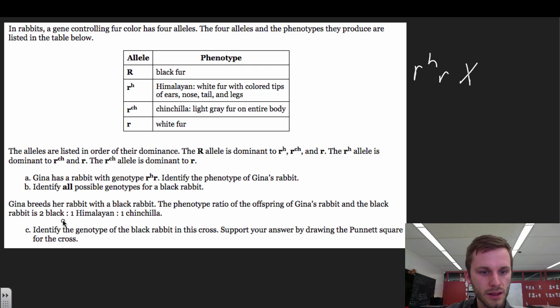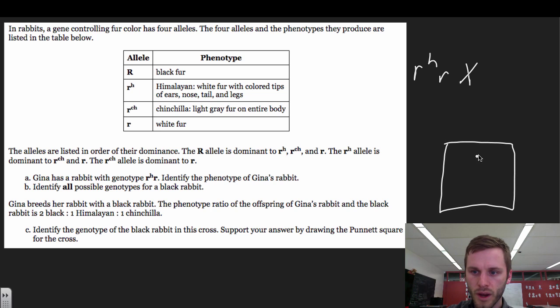So we end up with this. If we know that in our Punnett square we have 3 different phenotypes that pop up, and we know that Gina's rabbit's going to be on one side, we're going to have R with an H and then little r. So first thing I want to see, is there any white fur that shows up? And no, none of them are white fur. So I can tell that this black rabbit probably doesn't have this white fur right here.